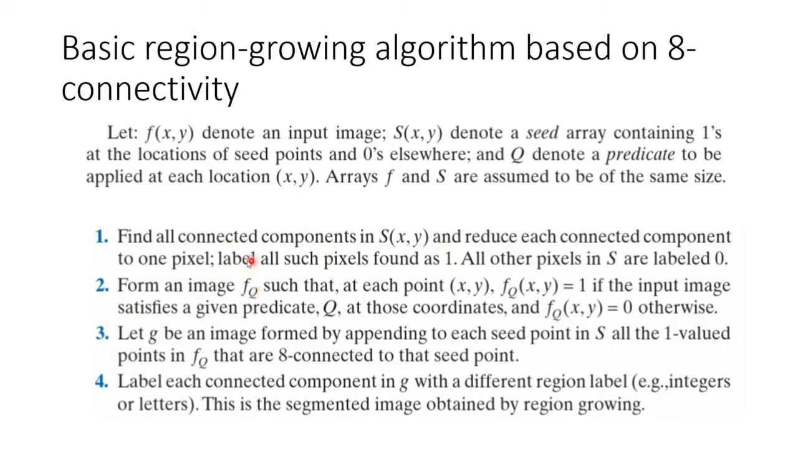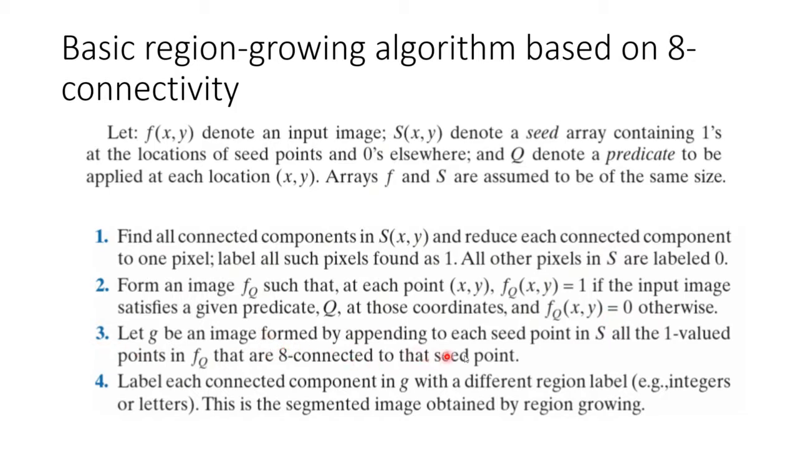Right, so you're going to form an image FQ such that at each point X and Y, you label each pixel with 1 if this pixel satisfies the predicate relative to the original image, which is our similarity criteria. If it doesn't satisfy the predicate, it's going to be 0.